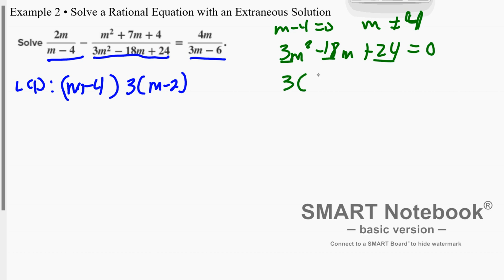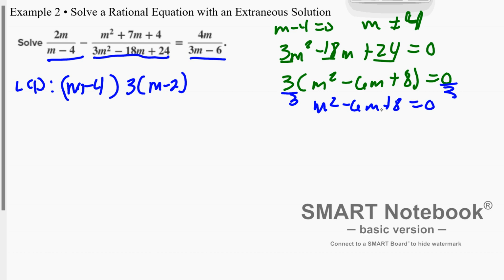So m squared minus 6m plus 8 equals 0, right? So divide both sides by 3. So that 3 really doesn't matter. All right, now what times what is 8 but adds to 6? Well, that would be a negative 4 and a negative 2, right? So set those equal to 0. We get m equals 4, which we already know. So we can't have that, right? And this one, we get m equals 2. So we know we can't have 4 and 2 now.